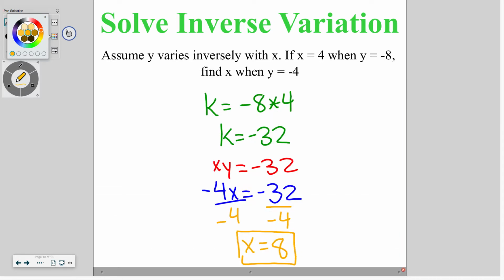Multiplying, negative 8 times 4 is negative 32, so xy is equal to negative 32. Plugging in negative 4 for y, you get negative 4x is equal to negative 32. Solving, you get x is equal to 8.